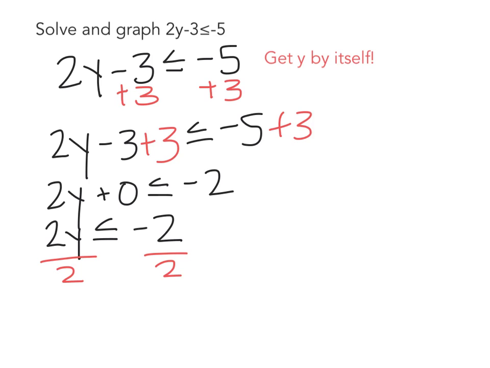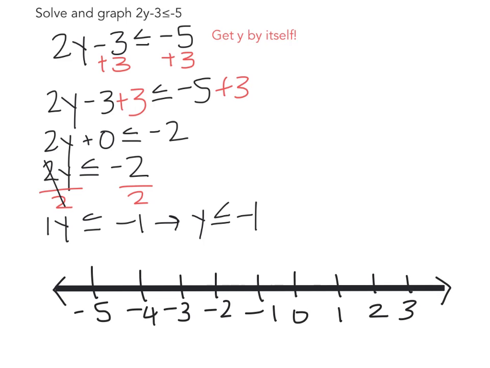2 divided by 2 is just 1, so we have 1y, which is the same as y, is less than or equal to negative 2 divided by 2, which is negative 1. And this is the same as saying y is less than or equal to negative 1. Hooray! Now let's graph it.